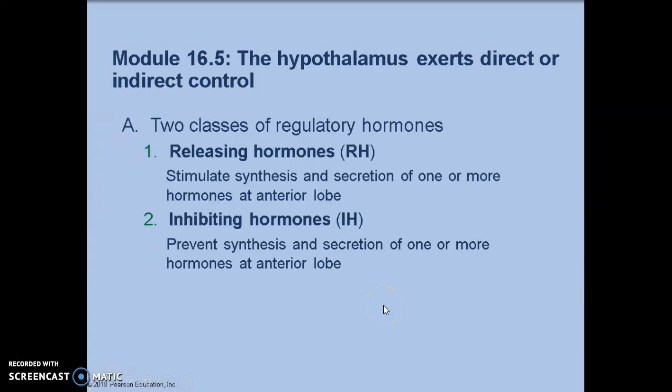Now we're going to get into a little more detail on the different hormones, and we'll start with the hypothalamus and its regulatory hormones. There will be releasing hormones, RH, and inhibiting hormones, IH. Releasing hormones will stimulate synthesis and secretion of one or more hormones of the anterior lobe of the pituitary. They're going to cause the production and release. That's why they're called releasing hormones. And inhibiting hormones will prevent the synthesis and secretion of hormones.